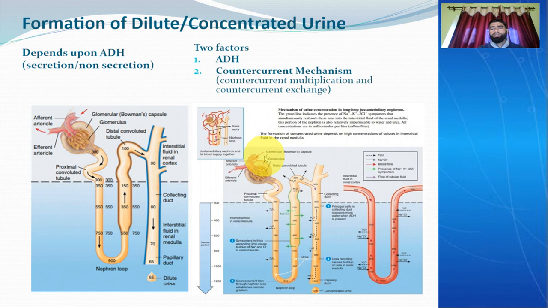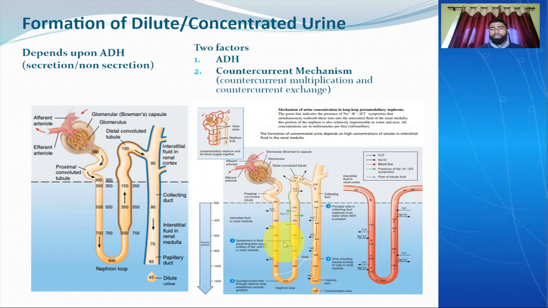Now the formation of concentrated urine. Highly concentrated urine, which is about 4 times more concentrated than plasma, is produced by the kidneys under high water scarcity conditions in the body. ADH is responsible for it. The ability of ADH to cause excretion of concentrated urine depends upon the presence of an osmotic gradient of solute in the interstitial fluid of the renal medulla.